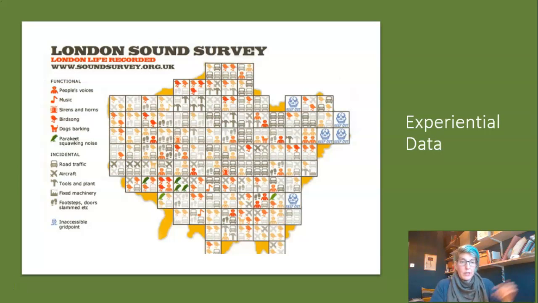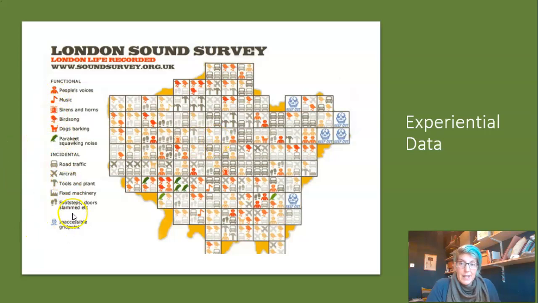So maps aren't only used to communicate descriptive information or locational data, so information about what is in a particular location. They can also be used as visual representations of experiential data. So this is an example of a map that is showing experiential data. This is a sound map of London. In each of these squares, researchers went and identified what the dominant sounds were in all these different areas of London, and then produced this visual representation, this spatial analysis of the different soundscapes.